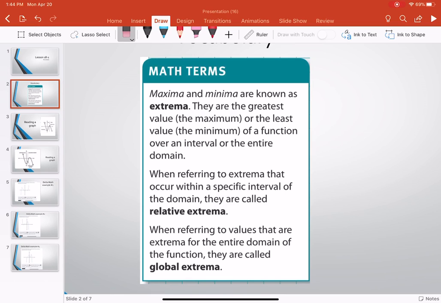When referring to an extrema that occurs within a specific interval of the domain, they are called relative extrema. So we have relative extrema, which can be relative maxima or relative minima, or relative max or relative min. When referring to values that are extrema for the entire domain of the function, they are called global extrema. That means the greatest max or the lowest min.